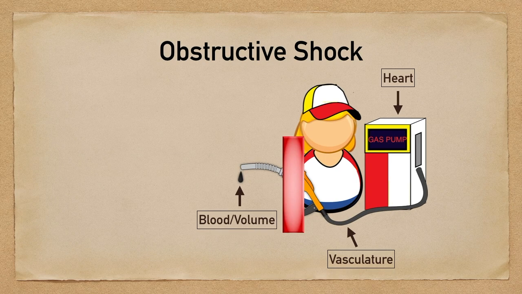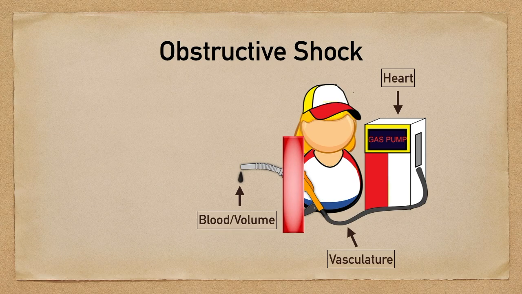Moving on to obstructive shock, this is when we said there's some kind of gas blockage that's obstructing the delivery of gas to the vehicle. In other words, there's some underlying process going on in the body that's obstructing normal blood flow and compromising perfusion of oxygenated blood to tissues and organs.